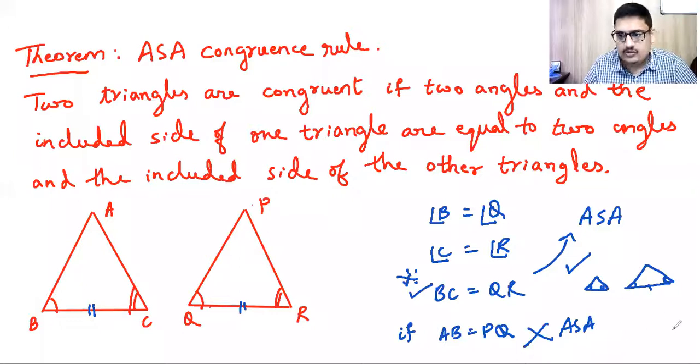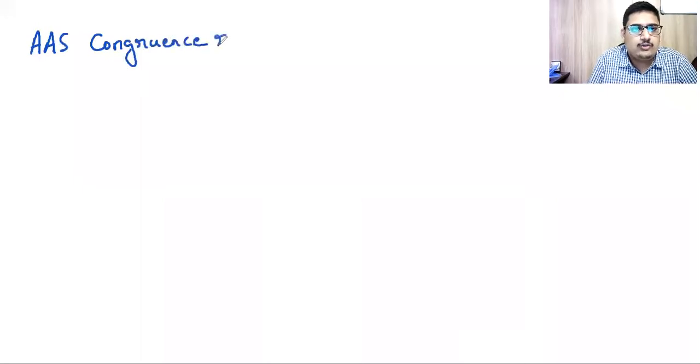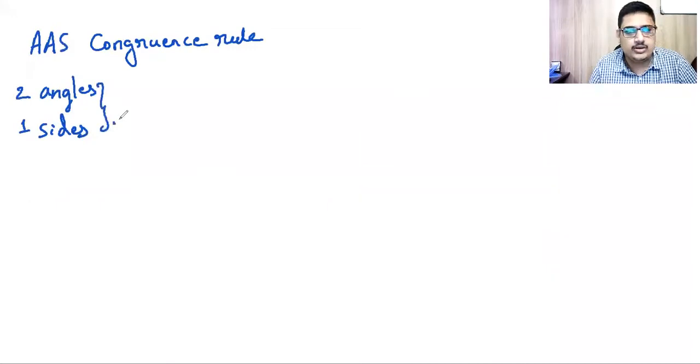So for this we have one rule, that is the AAS congruence rule. This also holds good, students. The AAS congruence rule also holds good. That is two angles and one side. With this also it is applicable.